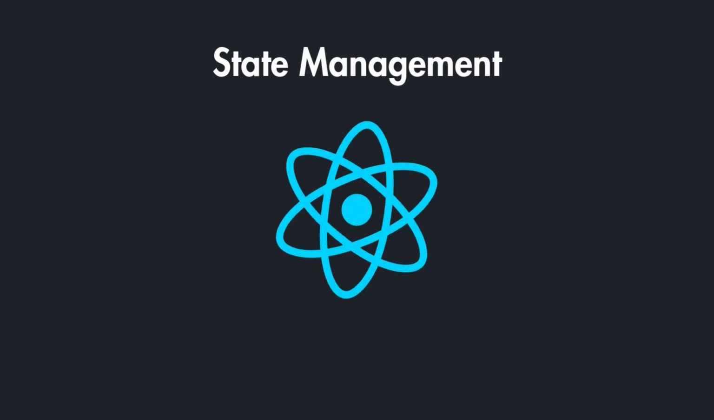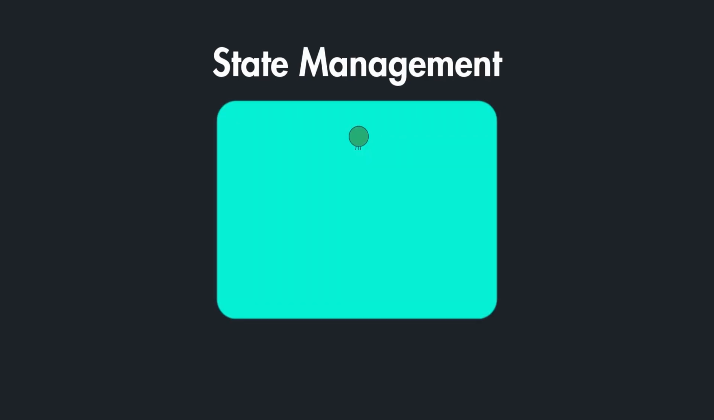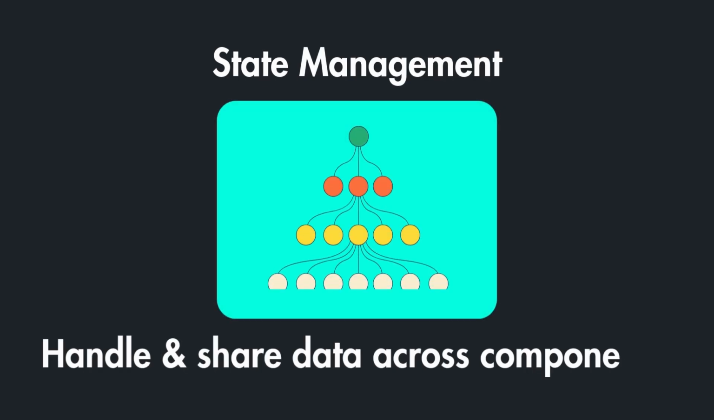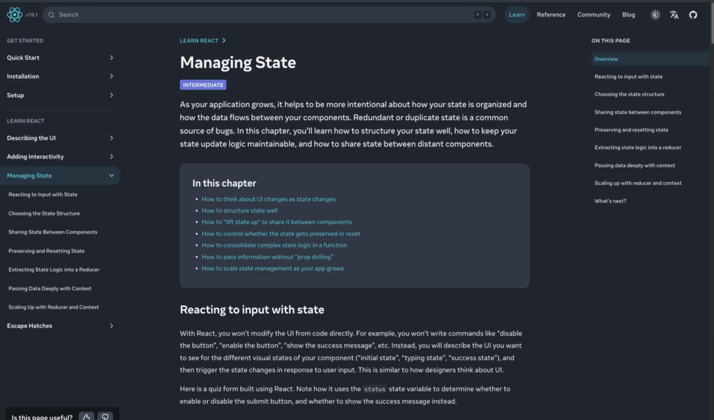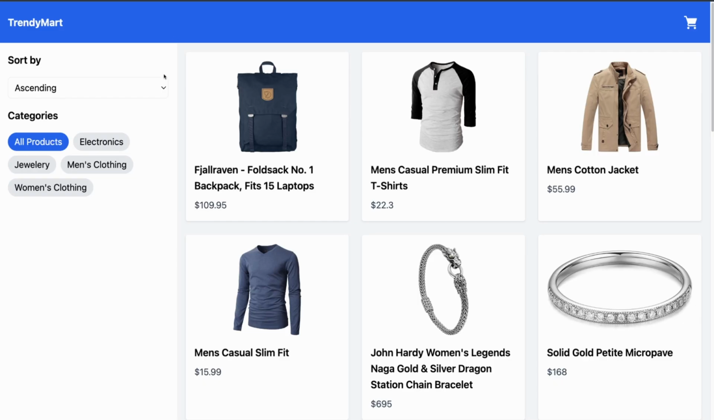State management in React refers to how we handle and share data across our components. As you saw, we can manage the state with the useState hook in React, and this is still perfect for component-specific data. But sometimes we need to share state across many components, not just 2 or 3, but more, like in case of a shopping cart that we are about to implement here.